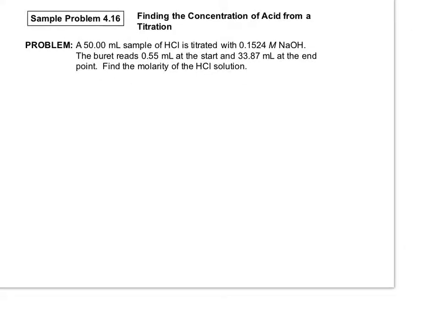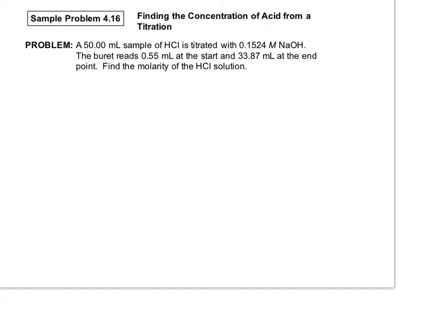Sample problem 4.16 says that a 50 milliliter sample of hydrochloric acid is titrated with 0.1524 molar sodium hydroxide. The burette reads 0.55 milliliters at the start and 33.87 milliliters at the end point. Find the molarity of the hydrochloric acid solution.